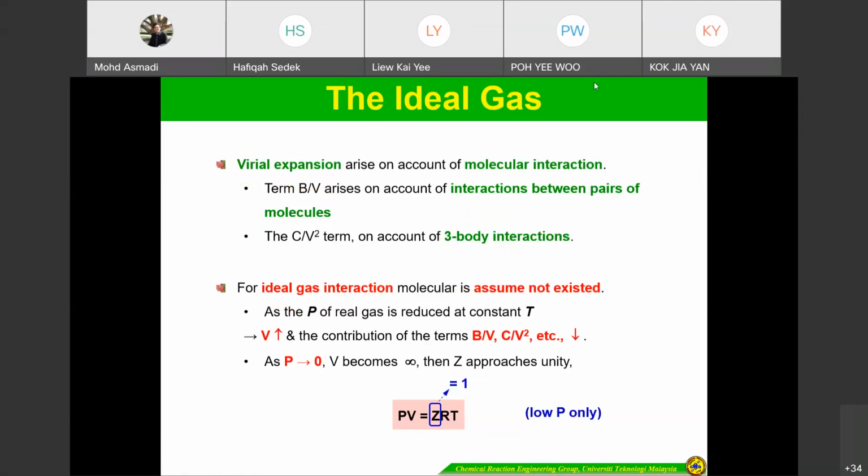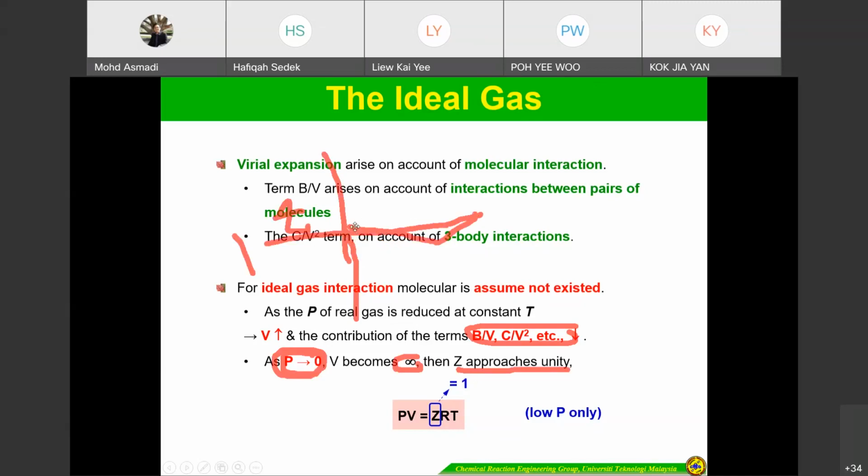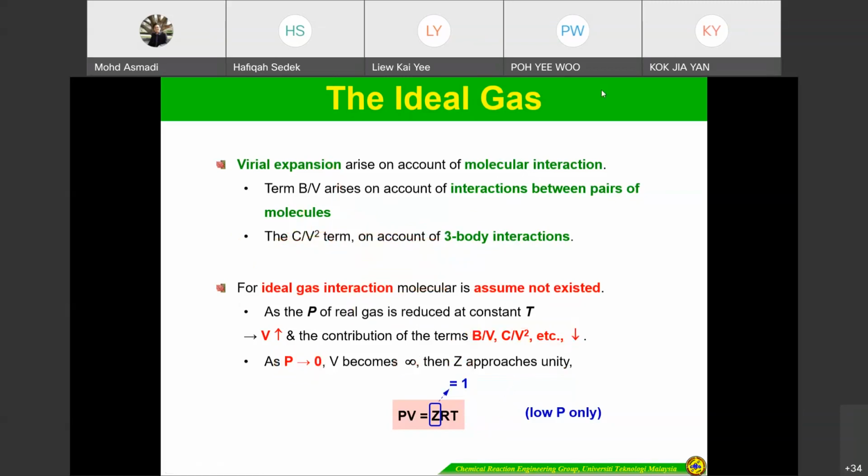So V increase, the contribution of B and C is decrease. Okay, P approaching close to zero lah, V become infinity. So Z approaches unity lah. Tu yang saya kata tadi tu lah. Kalau P approach zero, Z sama dengan 1 kan. So maksudnya kat kawasan ni lah. Okay. Kan. So bila P approach zero, V is infinity lah. So Z is equal to 1. Tapi dia ada range dia lah. Nanti kita akan tengok dia punya figure.